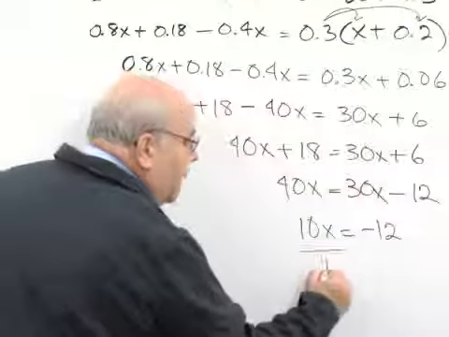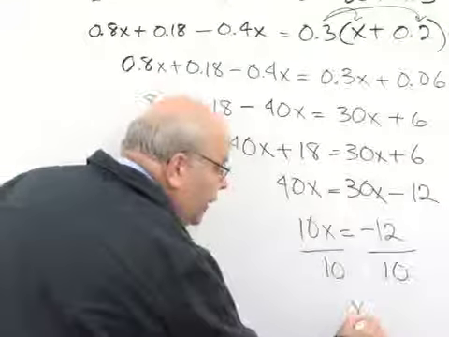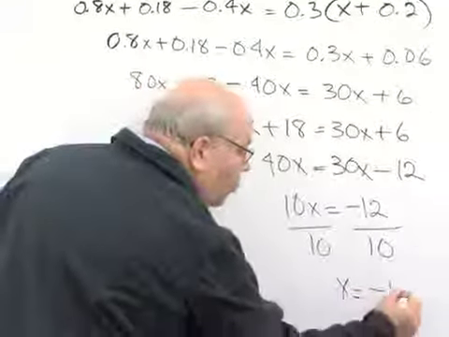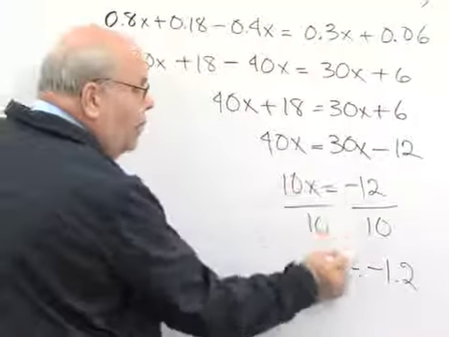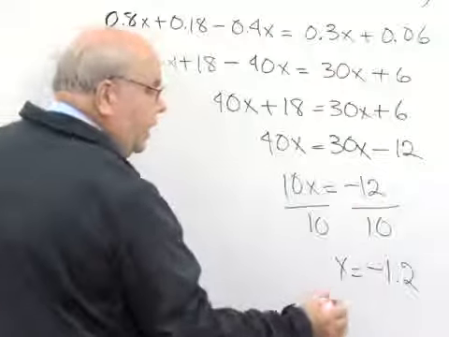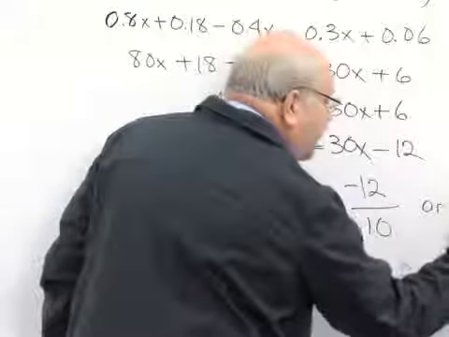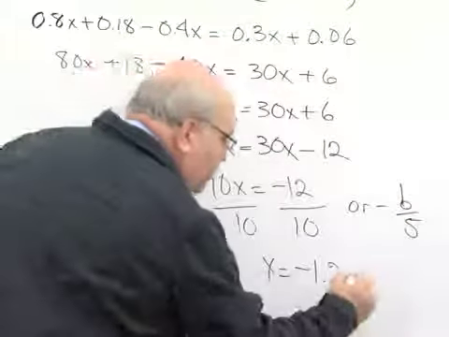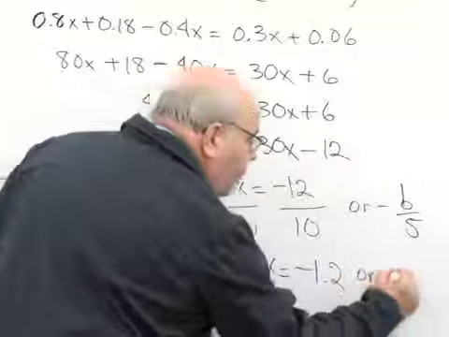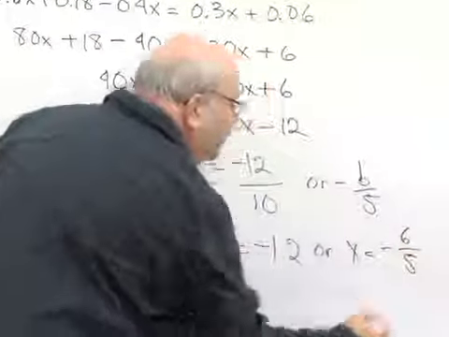If we divide each side by 10, we have a choice. We could write the answer as minus 1.2, and putting it in decimal form, or if we want to reduce the fraction 12/10, we could write it as minus 6/5. So x could be minus 1.2, or x could be minus the fraction 6/5.